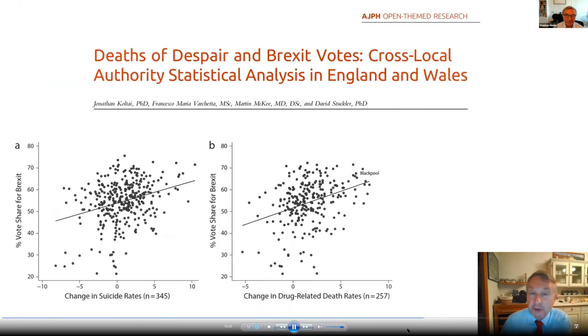We showed something similar in the United Kingdom, or in England and Wales. And of course, remember that many people voted for Brexit because they felt that it would exclude the foreign workers who they thought were coming in and taking their jobs.